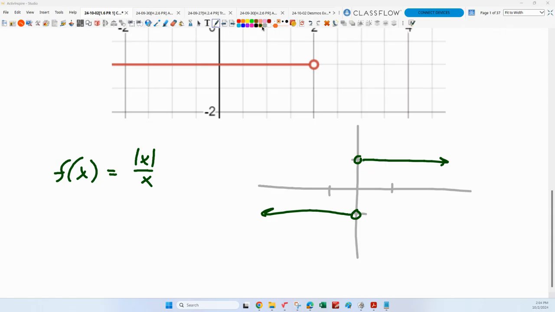Okay, so that's not what we have though. What we have is absolute value of x minus 2 over x minus 2. So what is that? If f of x is absolute value of x over x, this is f of what? f of x minus 2, isn't it? Everybody see that?